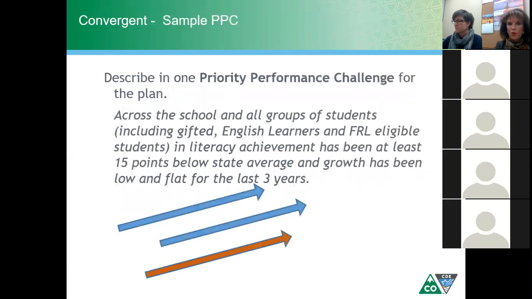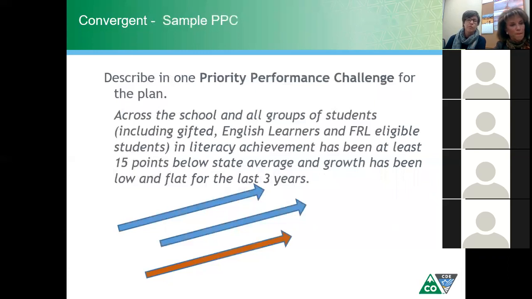So one example might be that everyone in the district across all schools, all groups, English language learners, free and reduced lunch students, and gifted students, has a need in literacy achievement. And that there has been at least, in this example, 15 points below state average, and the growth has been low and flat. So we would say that this performance challenge for gifted education converges with the district needs, right?